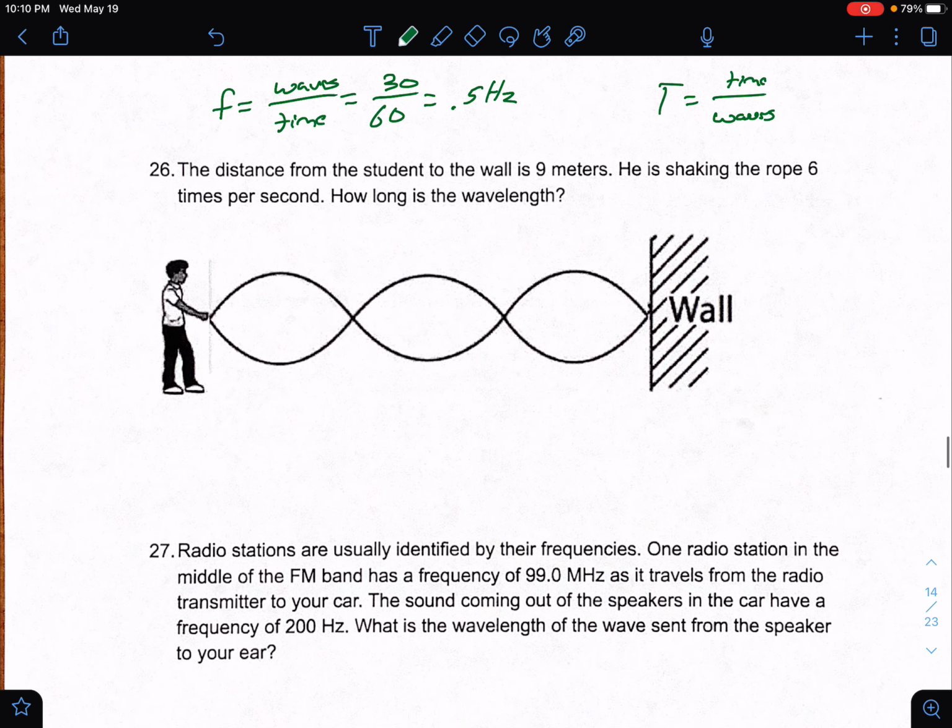Number 26, the distance from the student to the wall is 9 meters. He is shaking the rope 6 times per second. How long is the wavelength? Basically, I want to know how long is one wave. From his hand, I'm going to follow this and highlight it. Okay, so one wavelength would be right here. This means that I have 1.5 waves in this total distance. So I'm going to take my distance, 9 divided by 1.5, and that gives me a wavelength of 6 meters.